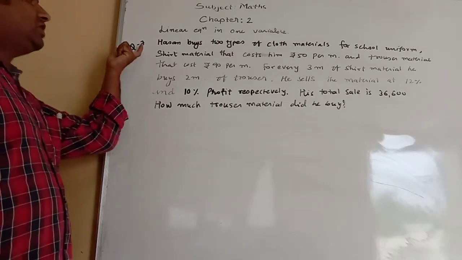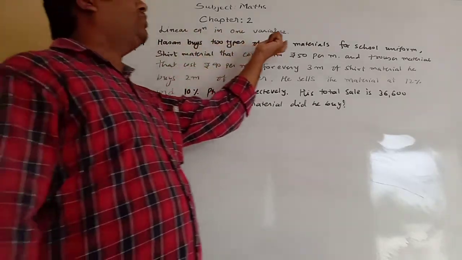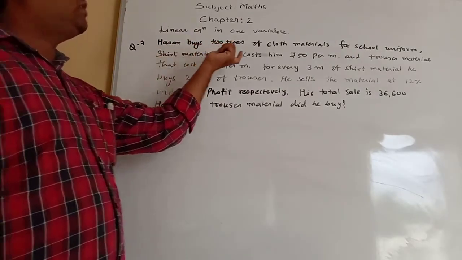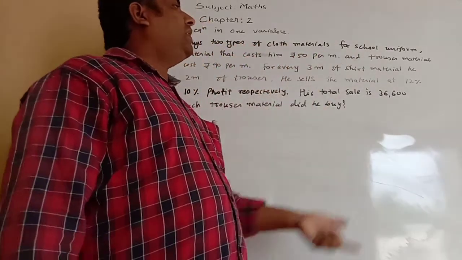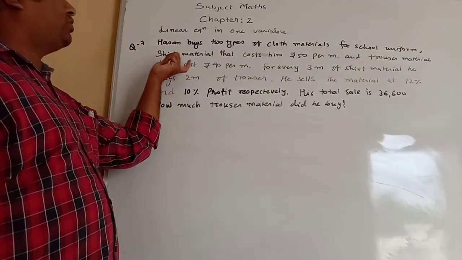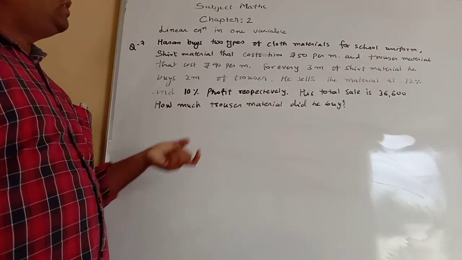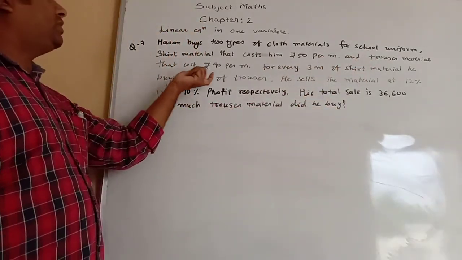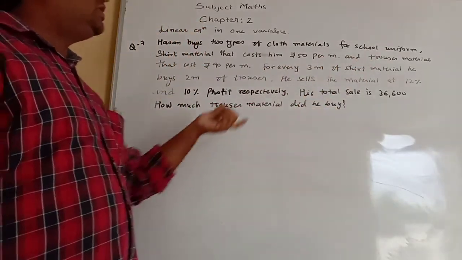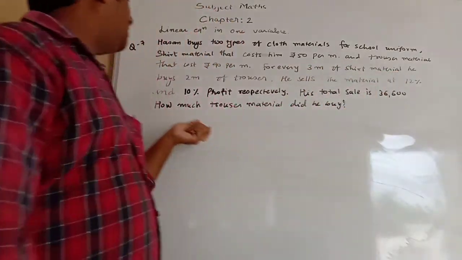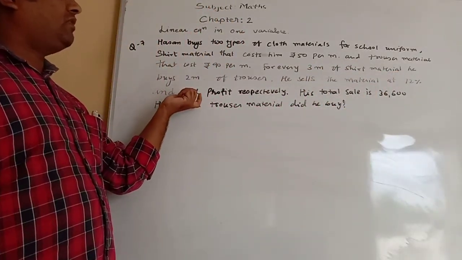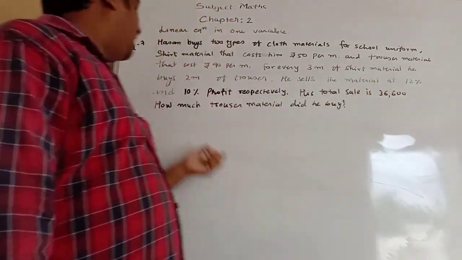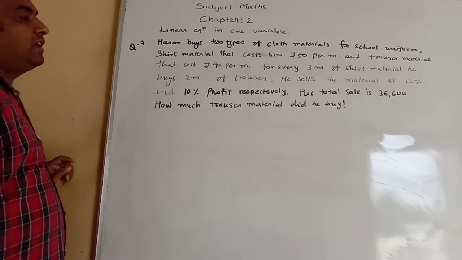We have question 7. Hassan buys two types of cloth materials for the school uniform. Shirt material costs him rupees 50 per meter, and trouser material costs rupees 90 per meter. For every 3 meters of shirt material, he buys 2 meters of trouser. He sells the material at 12% and 10% profit respectively. Then his total sale is 36,600. How much trouser material did he buy?